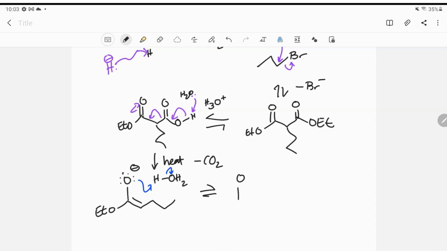So we have OH, AT, boop, boop, boop, tautomerize, and we get our product. So we've added 2 more carbons to our bromopropane, and the second of them has an ester.